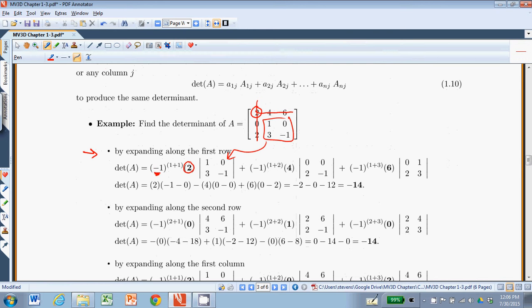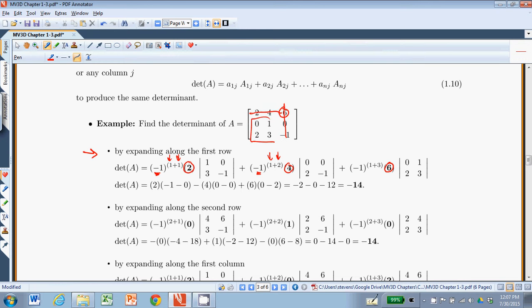Times -1, that 2 is in the 1, 1 position, so it's 1 plus 1. Then I move across to my 4, and I multiply by the determinant of this matrix that's remaining, times -1, and now I'm in the first row, second column, so I raise -1 to the third. And I complete my expansion by taking my 6 here, times the determinant of this matrix.